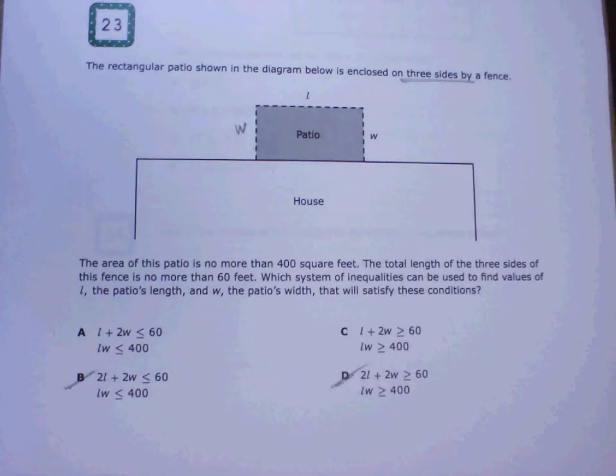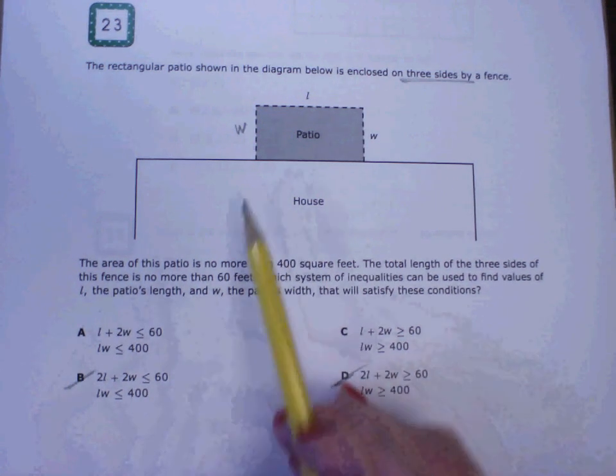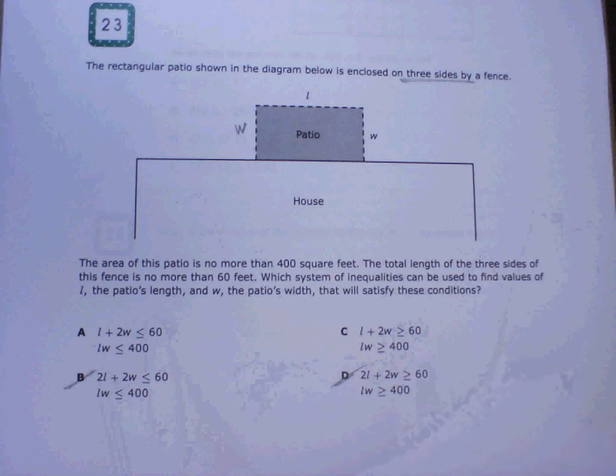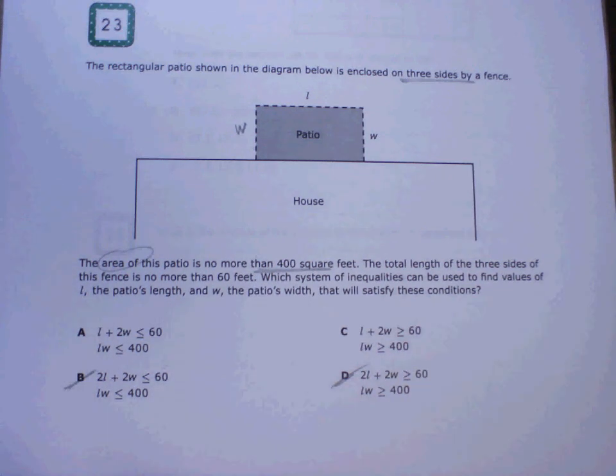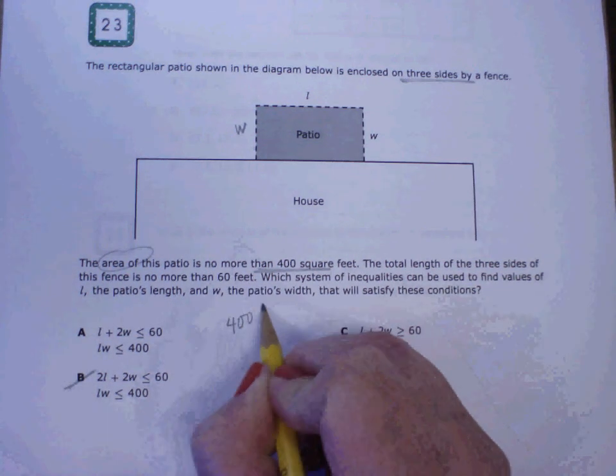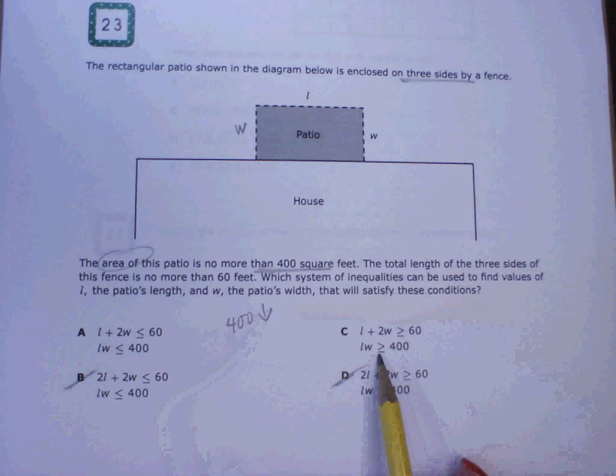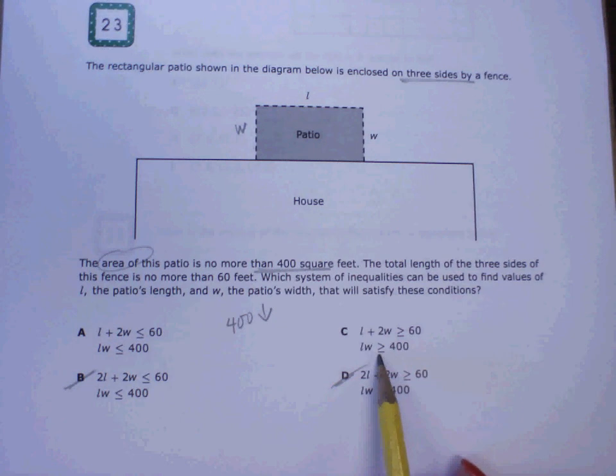All right. So B and D should have been eliminated right away. Okay, the area, it's no more than 400, so 400 or less, and you can eliminate C because that's bigger than 400. So the correct answer was A.